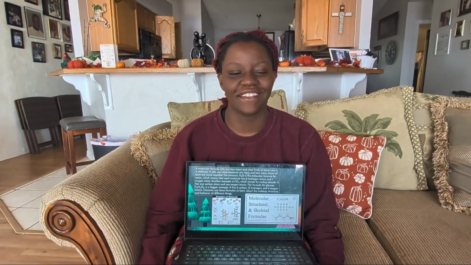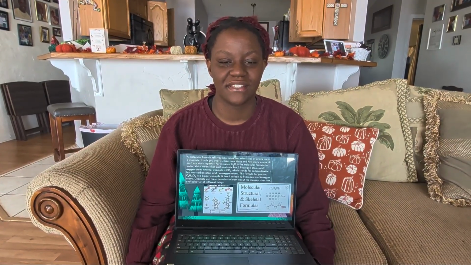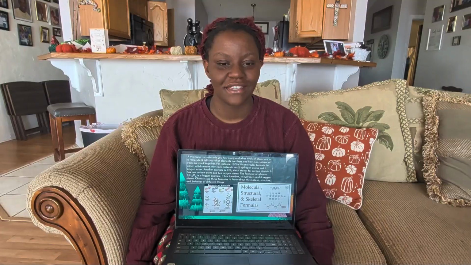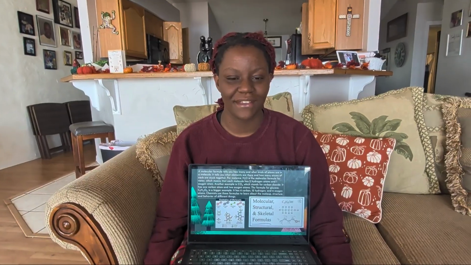The formula for glucose is C6H12O6. This is a bigger example. It has 6 carbon, 12 hydrogen, and 6 oxygen atoms. Chemists use these formulas to learn about the makeup, structure, and behavior of different things.